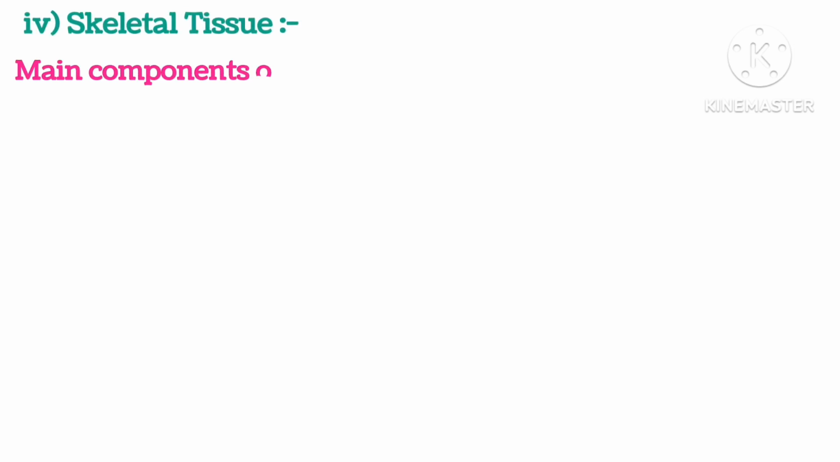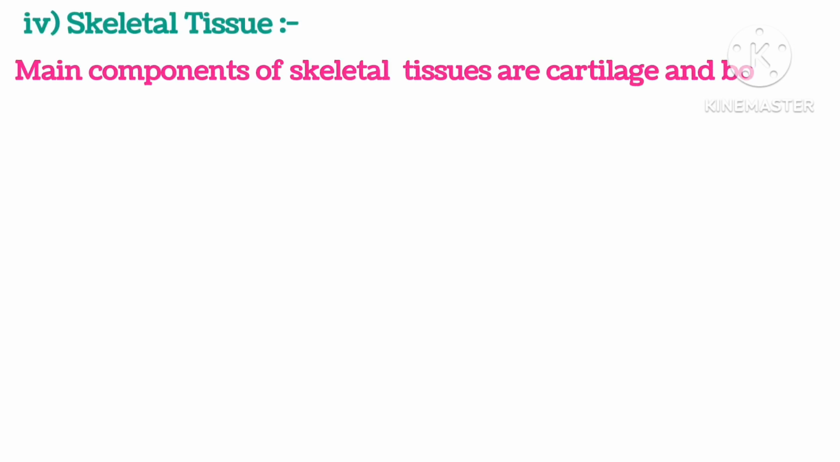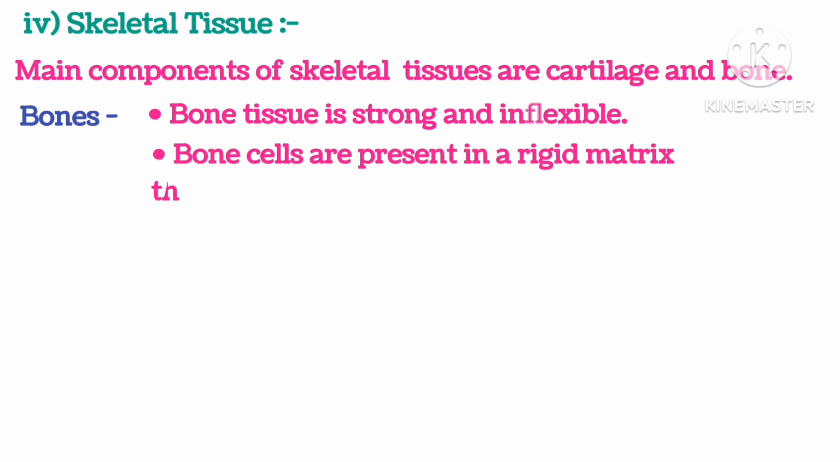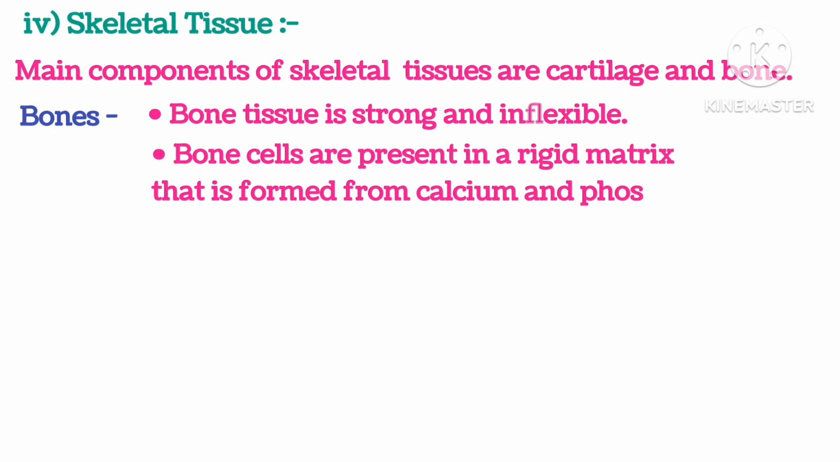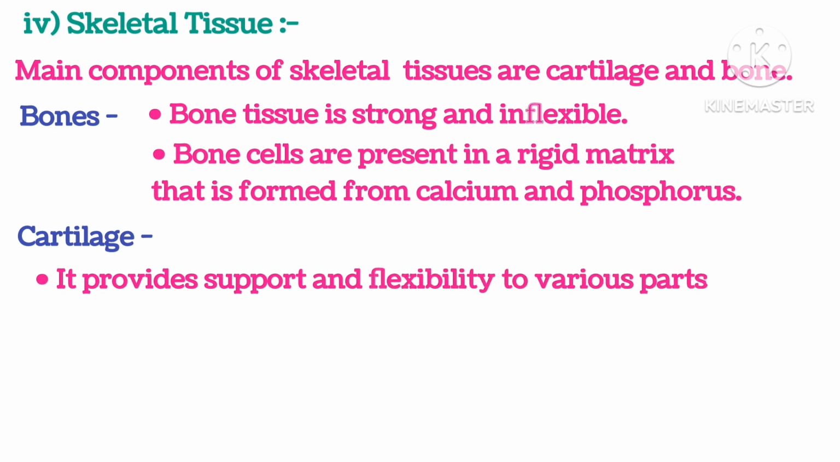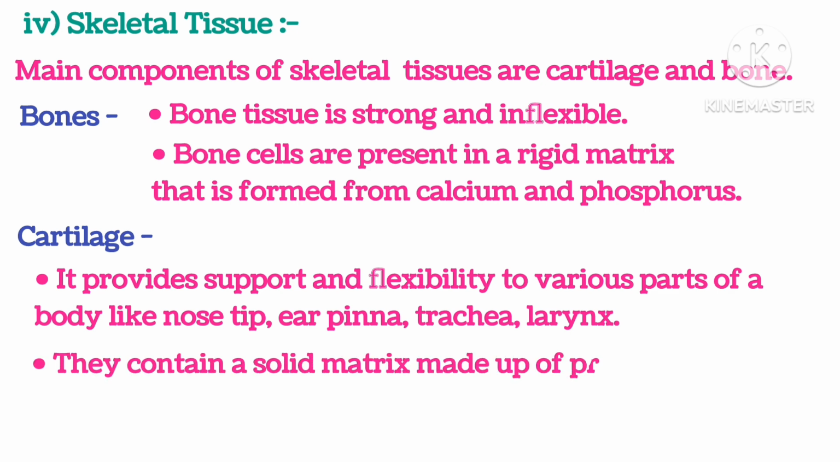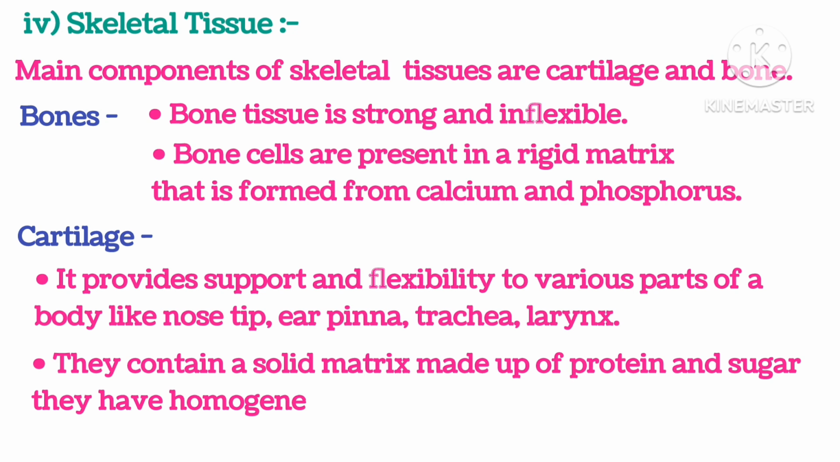Fourth is skeleton tissue. The main components of skeleton tissues are cartilage and bone. Bone tissue is strong and inflexible. Bone cells are present in a rigid matrix that is formed from calcium and phosphorus. Cartilage provides support and flexibility to various parts of the body like the nose tip, ear pinna, trachea and larynx. They contain a solid matrix made up of protein and sugar, and they have a homogeneous matrix.